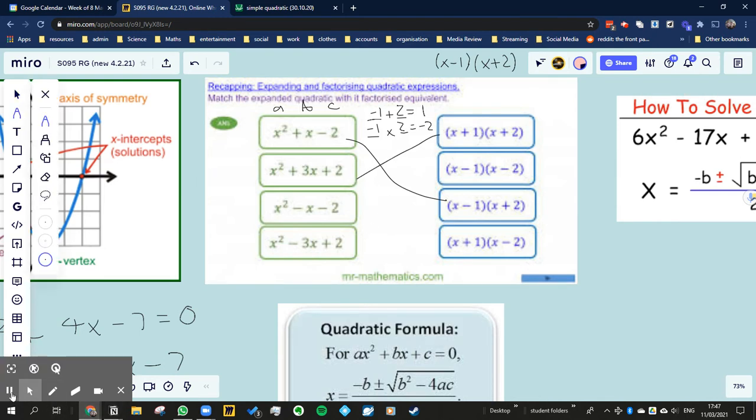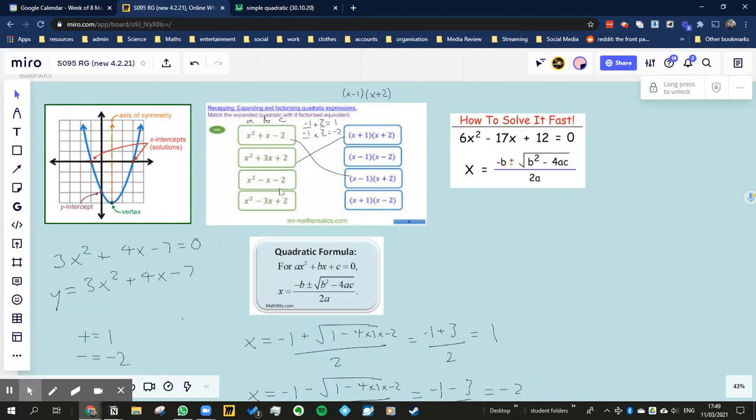All right. So 1 and -2 would times to give -2, and they would add to give -1. So it's got to be that one. Hopefully this one matches this one. -1 and -2 would add to give -3, and they would times to give +2. So yeah, that looks good.